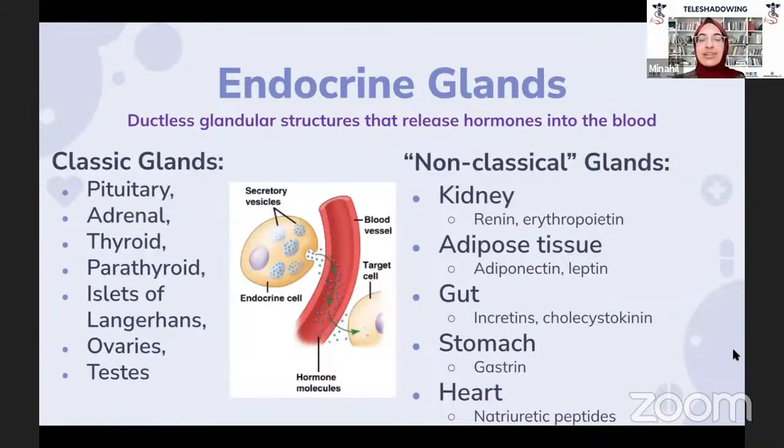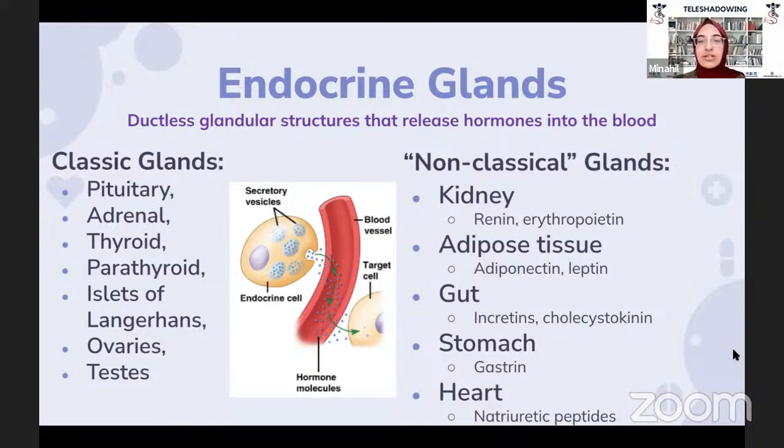They're basically endocrine glands. The actual definition is essentially a ductless glandular structure. So they don't have ducts, but they are glandular in form and shape, and they release hormones into the blood. The classic glands that I already talked about involve the pituitary, adrenal, thyroid, parathyroid, the islets of Langerhans, which are in the pancreas, and also the ovaries and testes.